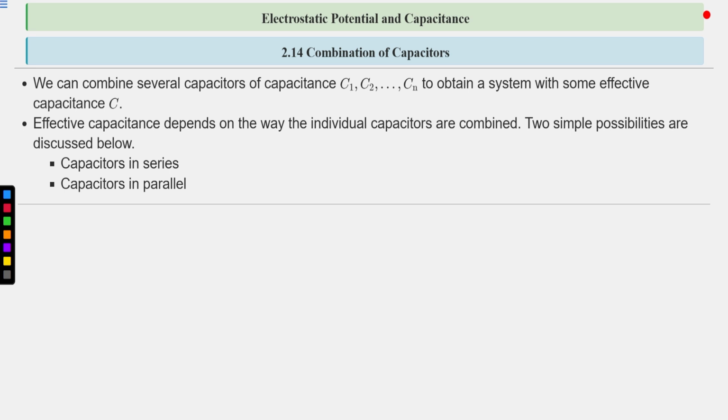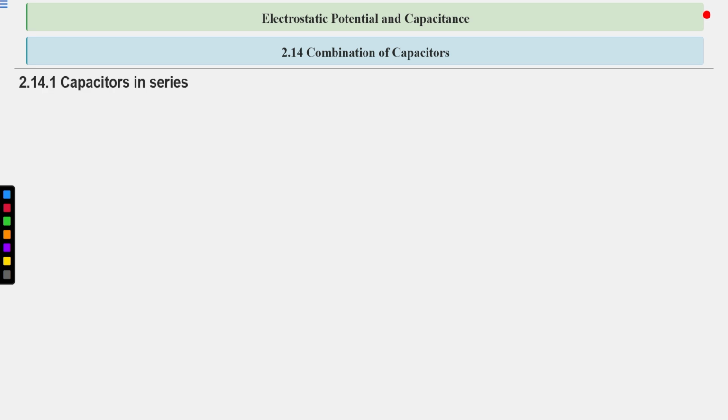So if we want to acquire some required capacitance in the circuit and we don't have any capacitor of that capacitance, suppose I want 6 microfarad capacitance but I have two capacitors of 8 microfarad or 10 microfarad, or any two capacitors of different capacitance, I can acquire 6 microfarad by using a combination of these capacitors. So the first topic is capacitors in series.